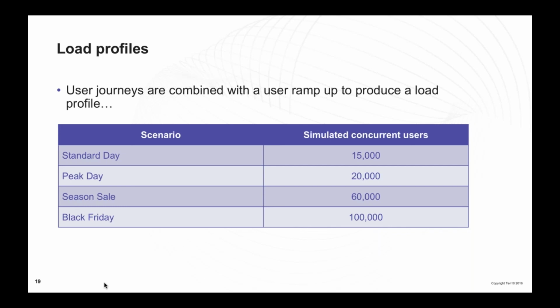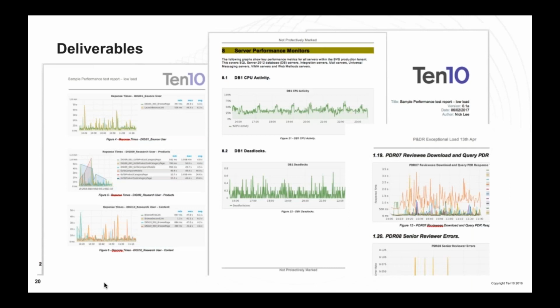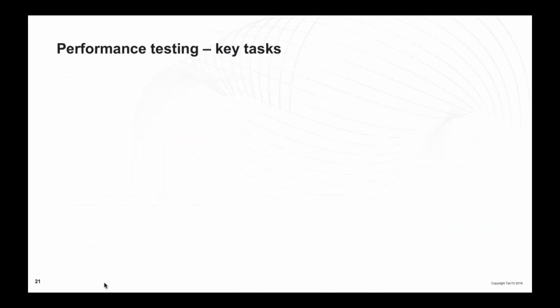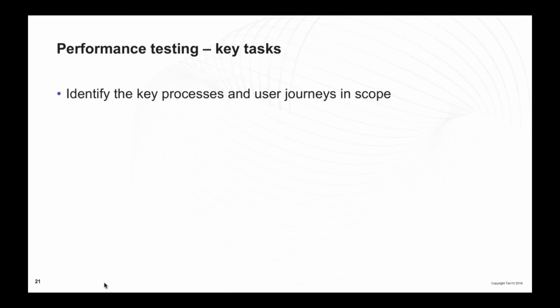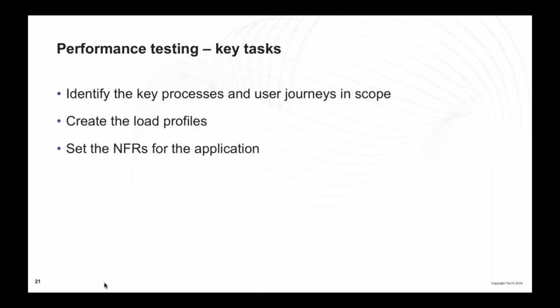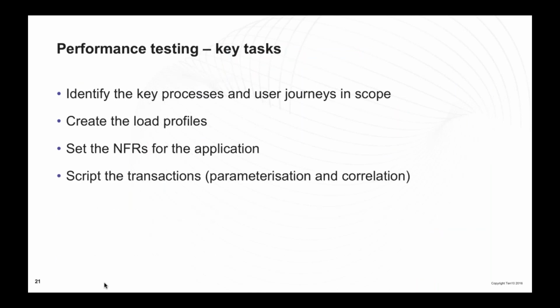In order to bring all this together then and actually run those performance tests end to end, let's just have a little recap on what it is that we need to do and how it works in practice. So we identify the key processes and user journeys in scope. We create the load profiles. We set the non-functional requirements and response times for the applications. We script the transactions with the parameterization and correlation that we discussed. We confirm that the environment and the data is suitable. Now, there's a lot of complexity there. We'll revisit that later.